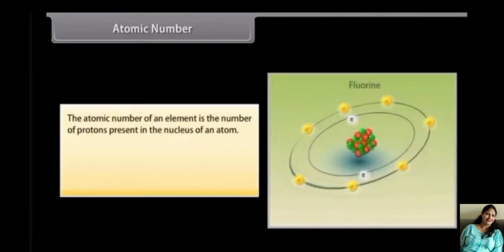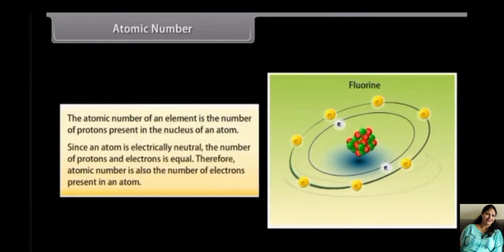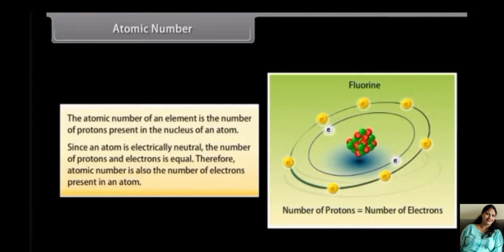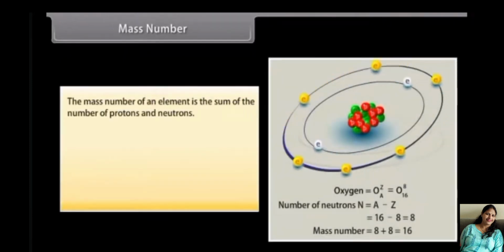Now, what is atomic number? The atomic number of an element is the number of protons present in the nucleus of an atom. Since an atom is electrically neutral, the number of protons and electrons is equal. Therefore, atomic number is also the number of electrons present in an atom. For example, carbon's atomic number is 6. It means it possesses 6 electrons and 6 protons.